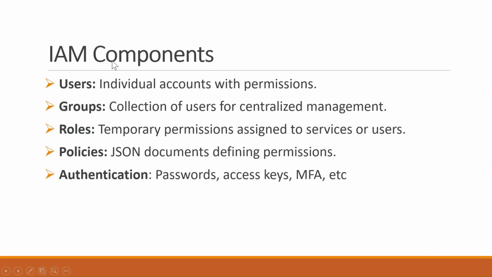Now let's discuss the components provided by IAM. Firstly, users, groups, roles, policies, and authentication. Let's see them one by one. Users. Users are individual accounts with permissions. These are individual accounts created for the people who need access to AWS resources. For example, a developer or system admin can have their own account with specific permissions.